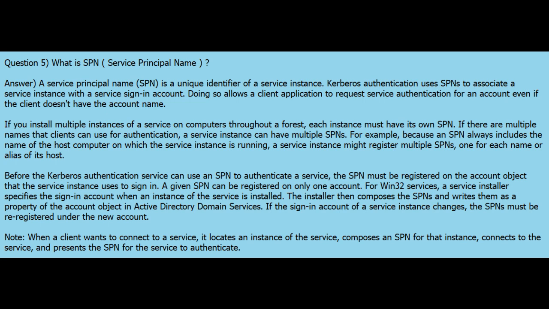For Win32 services, a service installer specifies the sign-in account when an instance of the service is installed. The installer then composes the SPN and writes them as a property of the account object in Active Directory Domain Services. If the sign-in account of a service instance changes, the SPN must be re-registered under the new account. Note, when a client wants to connect to a service, it locates an instance of the service, composes an SPN for that instance, connects to the service, and presents the SPN for the service to authenticate.